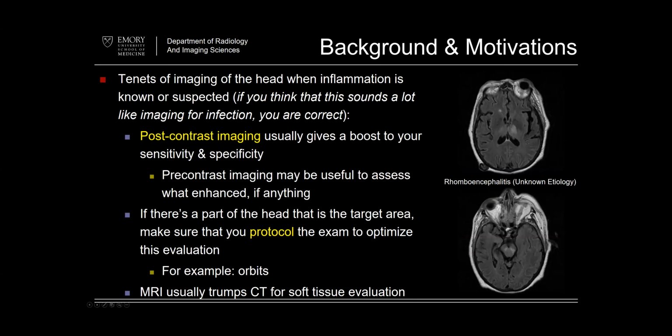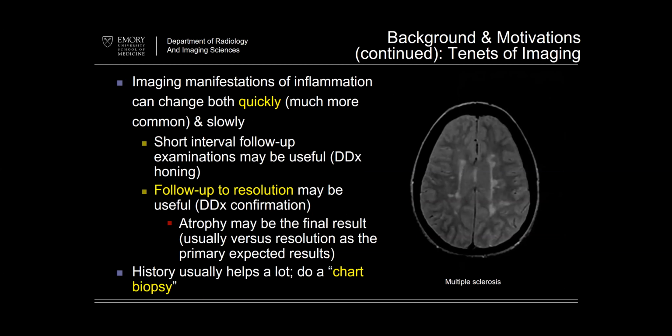There are going to be certain parts of the body, like the orbits, for example, that if you want to protocol that area, you're going to specifically have some sequences that are optimized for that evaluation. And certainly, if you're used to protocoling MRI, you know what I'm talking about. In general, MRI trumps CT for soft tissue evaluation. Hopefully, you're clear on that. And the two can be very complementary with each other.